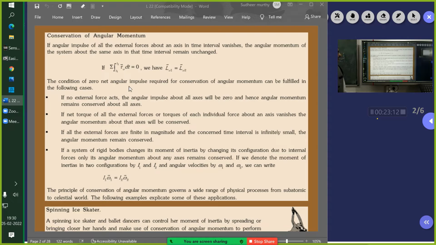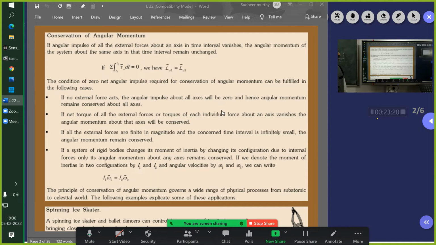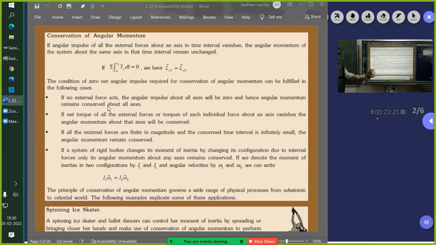The condition of zero net angular impulse required for conservation of angular momentum can be fulfilled in the following cases. If no external force acts, the angular impulse about all the axes will be 0, and hence angular momentum is conserved. Naturally, if external force is 0, there is no change in angular momentum. If the net torque of all the external forces about the axis vanishes, angular momentum will be conserved. Also, if all external forces are finite in magnitude and the concerned time interval is infinitely small, the angular momentum remains conserved. This point is extremely important.